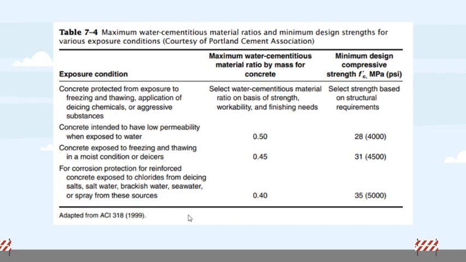In a moist condition or with de-icers, the maximum water cementitious material ratio by mass of concrete is 45% or 0.45 and the minimum design compressive strength is 31 megapascal or 4,500 psi. And lastly, for corrosion protection for reinforced concrete exposed to chlorides from de-icing salts, salt water, brackish water, seawater, or spray from these sources, the water to cement ratio is 40% or 0.40 and the minimum design compressive strength is 35 megapascal or 5,000 psi.